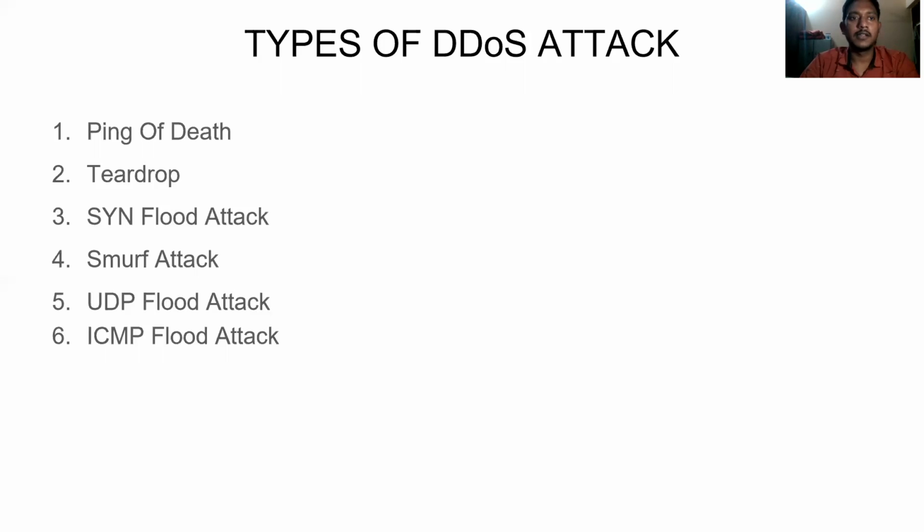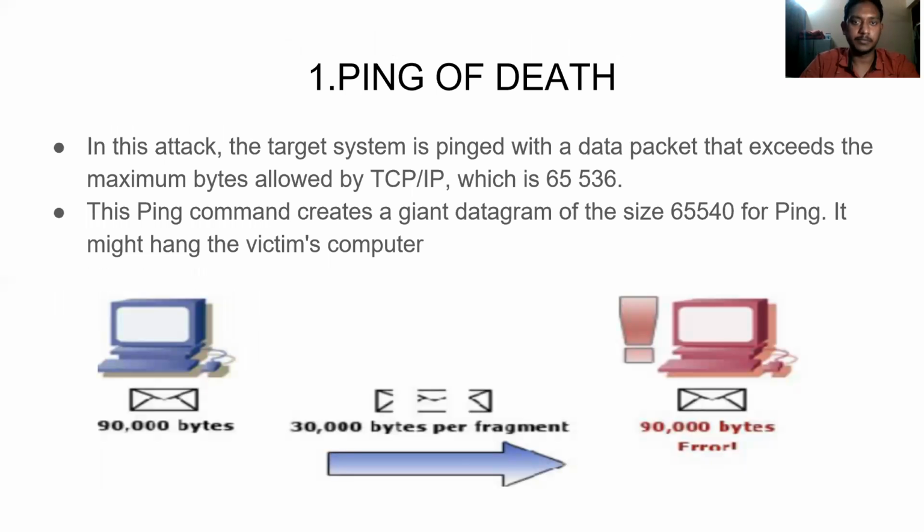So let's start with ping of death. What is ping of death? In this attack, the target system is pinged with a data packet that exceeds the maximum bytes allowed by TCP/IP, which is 65,536. This ping command creates a giant datagram of size 65,540 per ping. It might hang the victim's computer, as you can see in this screenshot. The fragment sizes are very large, which will hang the computer.